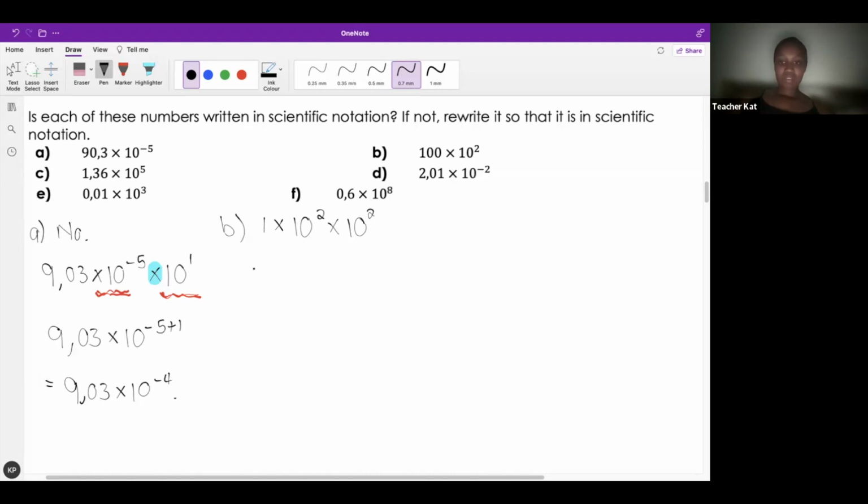So then my final answer is 1 times 10 to the power of 4. I hope I have not lost anyone.